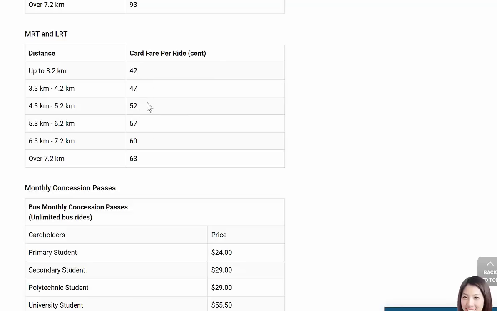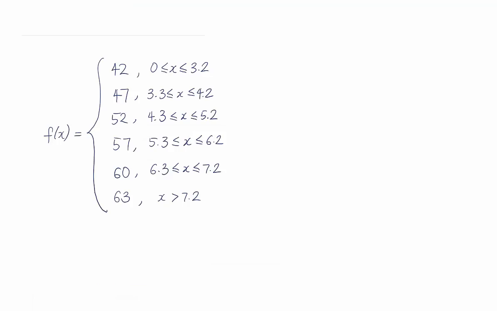You may think that it just follows an AP, but it doesn't. Notice that from the fifth term, it's no longer plus 5 cents, it's plus 3 cents. So don't forget to check whether a sequence is an AP. We cannot just check the first 3 terms. We have to look at it in general. So this function here comes in 6 pieces, like a 6-piece KFC meal.